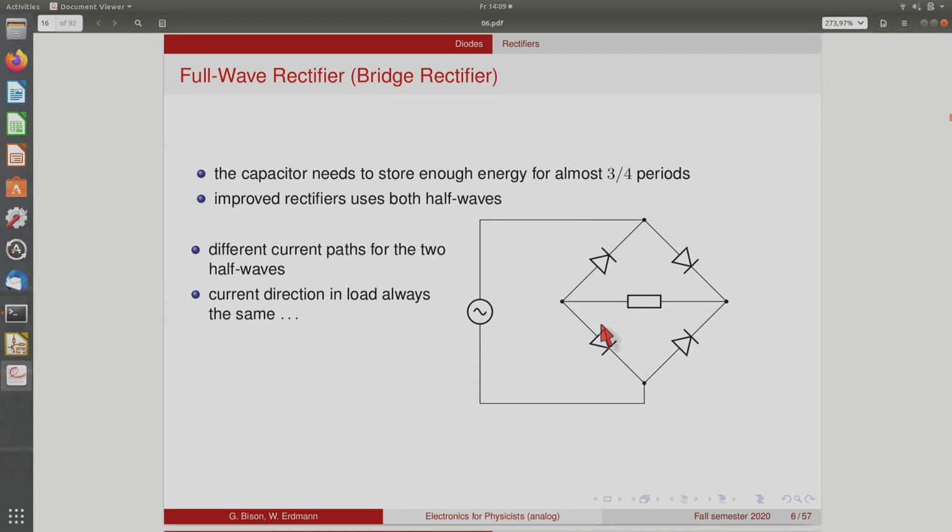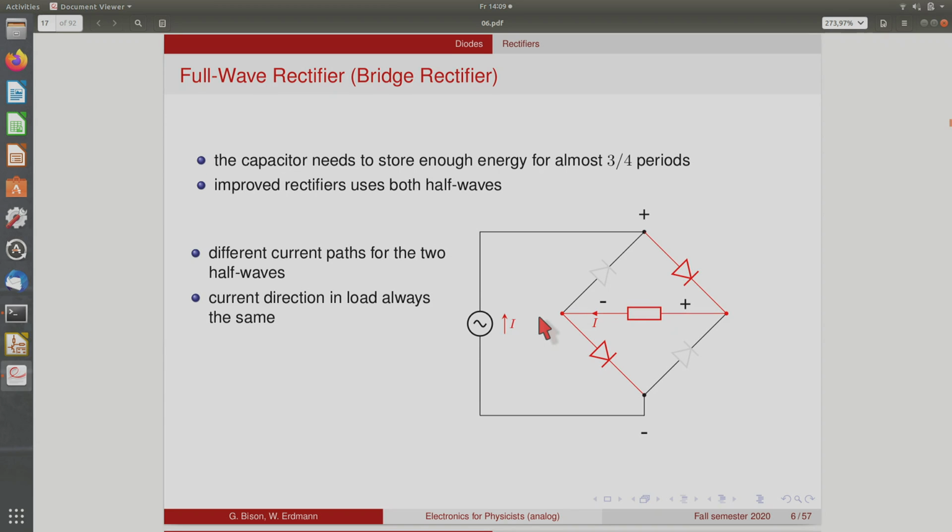And the result will be that in the load you always have the same current direction. So let's go through that. When the input voltage is positive, in this sense, so we have the positive voltage here and the negative voltage here, then this diode blocks and this diode blocks, but these two conduct, and the current then flows from the source through this diode, through the load, and then out through this diode again and back to the source. Okay, so now you have the positive component here and the negative component here.